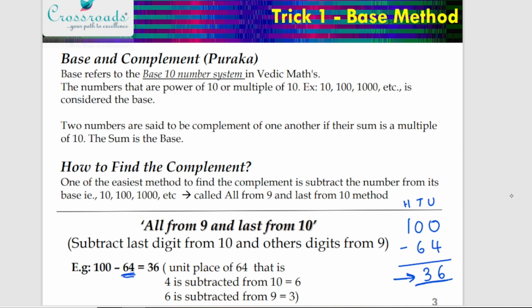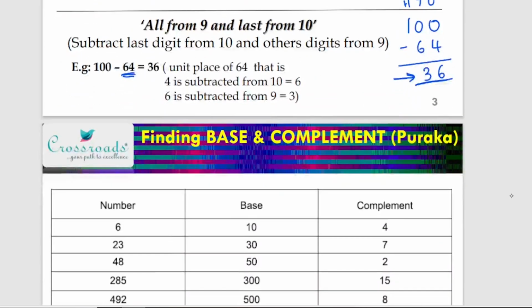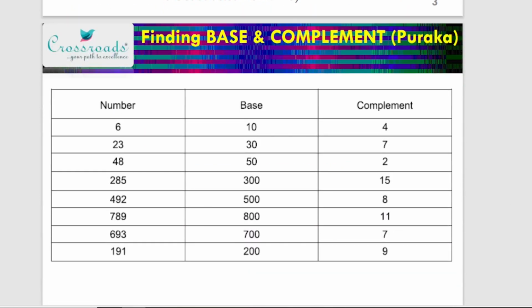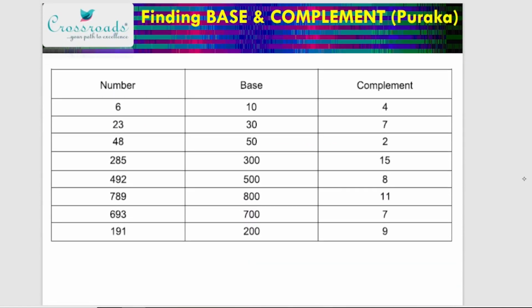We will next try to understand how to do addition and subtraction using the base method. Before that, we will also work on a few bases and complements. Here I have a table. Some numbers are given, the base is given, and a complement. For example, the number is 6, the base is 10. What will be the complement? 4 will be the complement because the difference between 6 and 10 is 4.